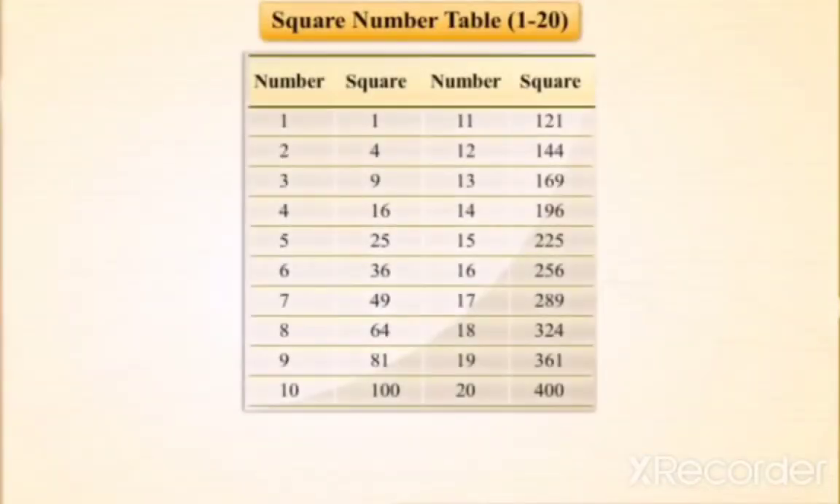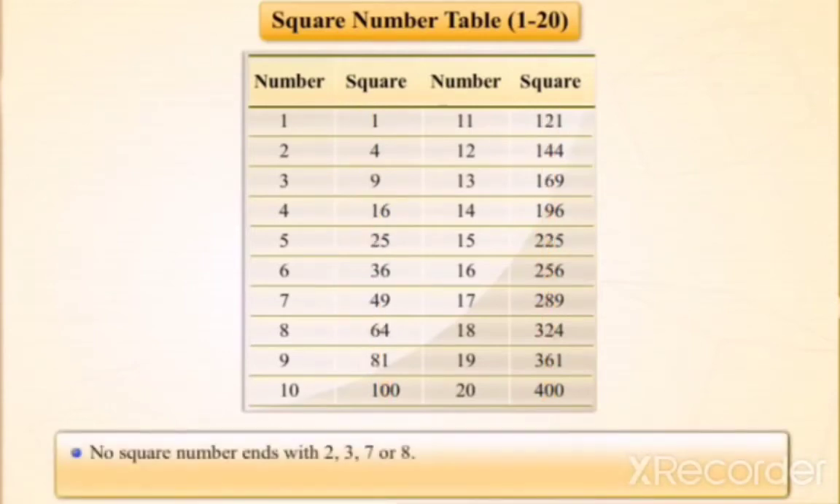Here is a table with numbers from 1 to 20 and their respective squares. Note that in the square numbers, the units place is 0, 1, 4, 5, 6, or 9. Therefore, you can say that no square number ends with 2, 3, 7, or 8.